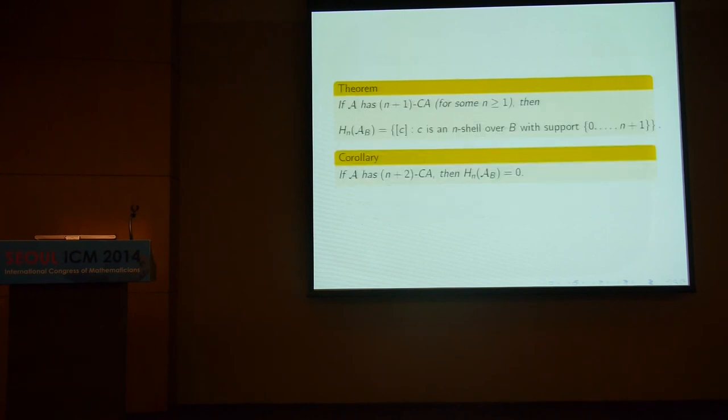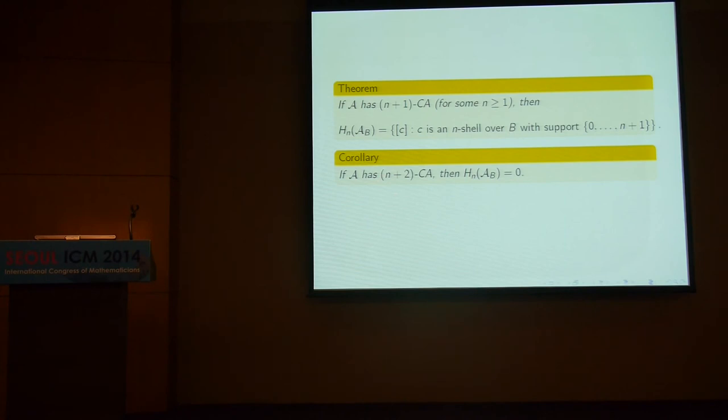So particularly, what it can show is that this has a lot of members, so it's not a straightforward theorem. Then you can prove that if this collection has N plus 1 amalgamation, that is, up to N plus 1 amalgamation, then actually every member is a shell. This makes everything easier, so you only concentrate your attention on shells.